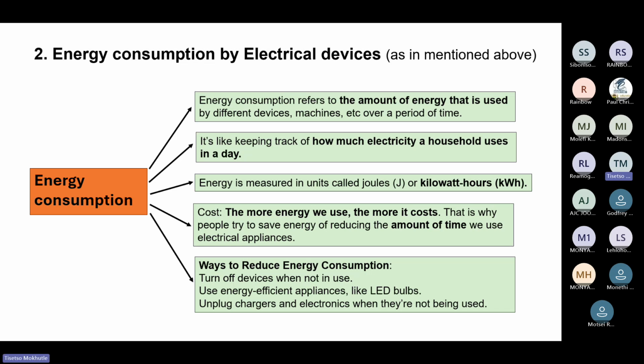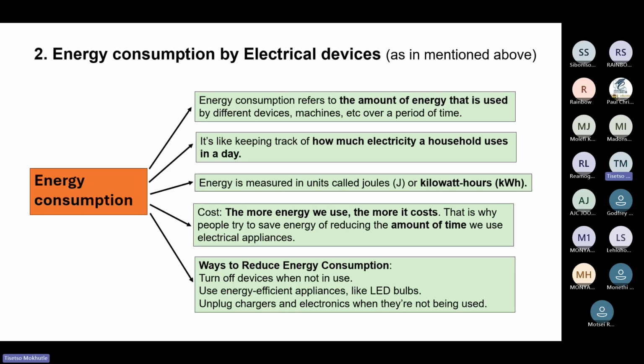Ways to reduce energy consumption: you can turn off the devices when not in use. You can use energy efficient appliances like LED bulbs. You can unplug chargers or electronics when they are not in use.